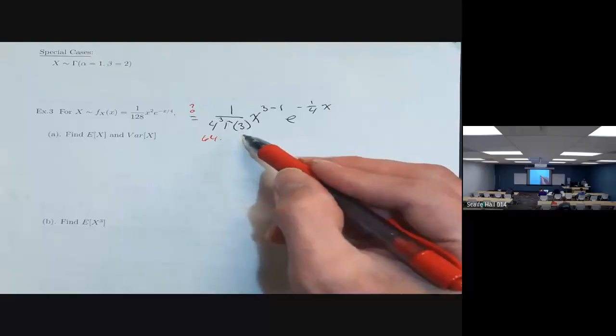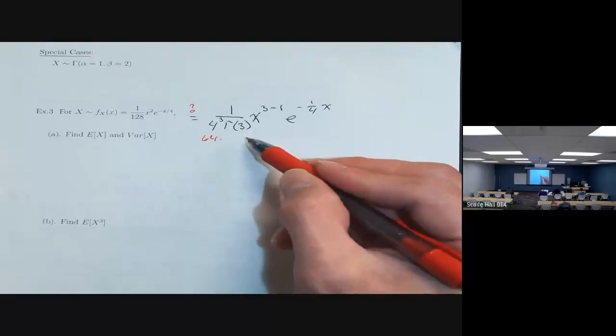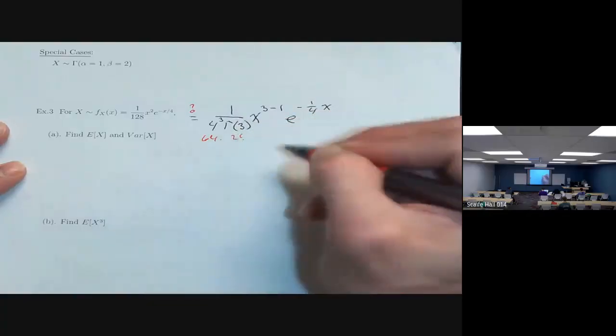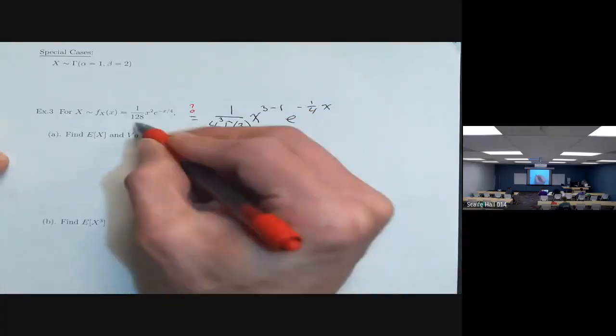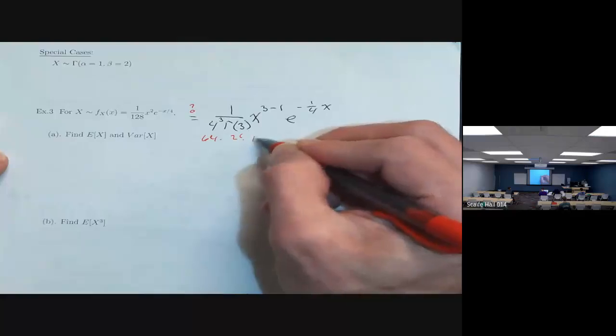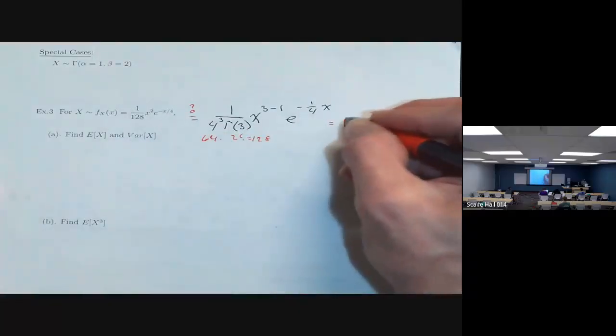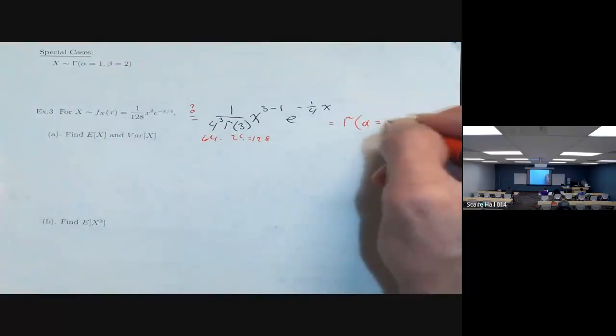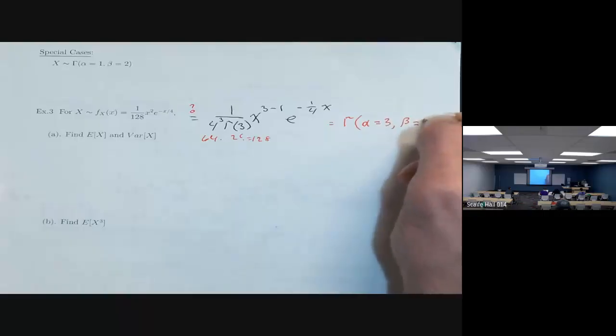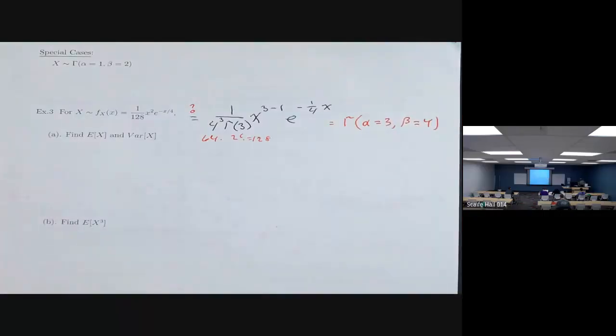What's gamma of 3? Gamma of a whole number is that number minus 1 factorial. So this is actually 2 factorial, right? So 64 times 2 is 128. So all I did is confirm, okay, this is really a gamma distribution with alpha equal to 3, beta equal to 4. Is that okay?